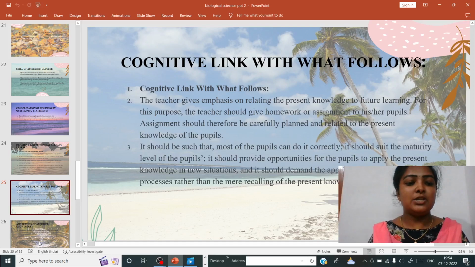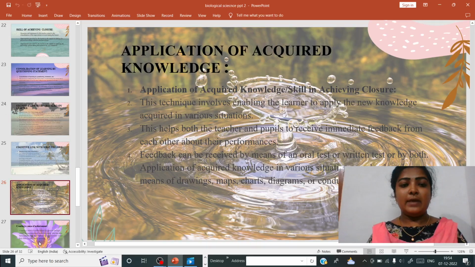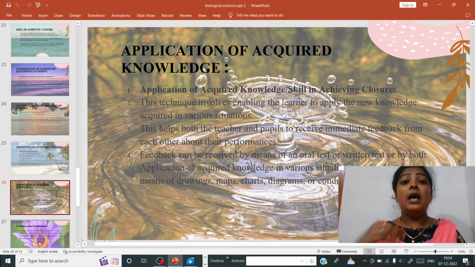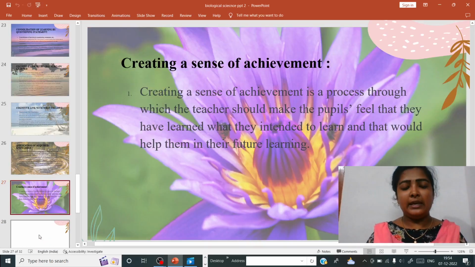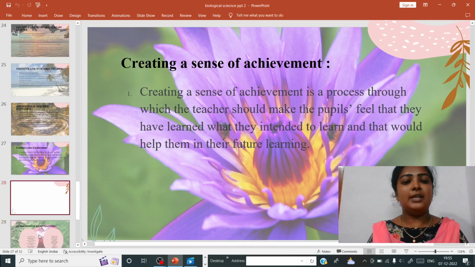After that, application of acquired knowledge. In this part, the sequenced manner of the technique enables the learner to apply the new knowledge in various situations. That is called the application of acquired knowledge. After that, creating a sense of achievement. We have to create a new situation so that the pupils feel that they have already learned this, which helps them in future learning. That is creating a sense of achievement.